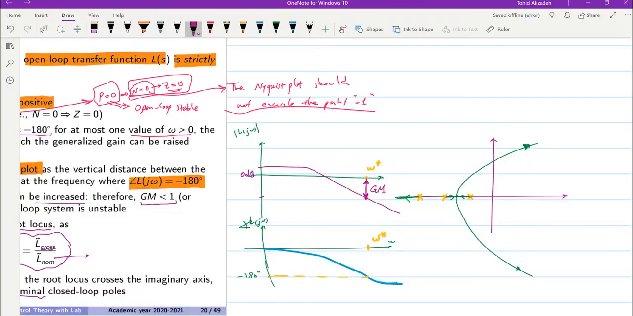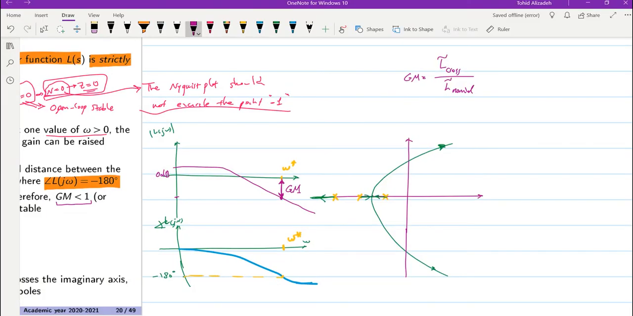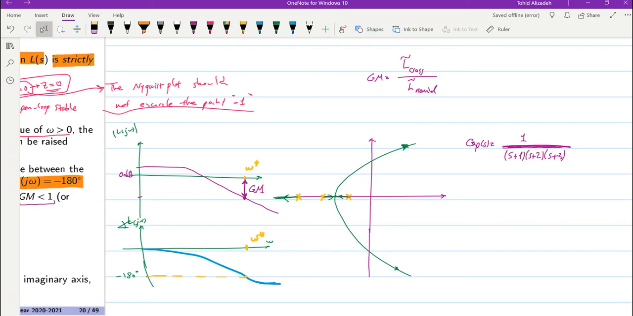Now, for the system, if we want to determine the gain margin, we need to find out the L tilde nominal over L tilde cross. And let's say that we have GP of S in the form of 1 over (S plus 1)(S plus 2)(S plus 3). And now you can see the generalized gain for this case.